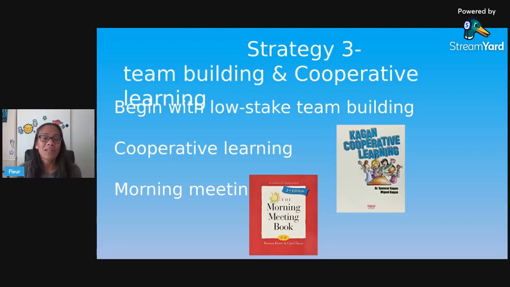Cooperative learning is another way to build those relationships and get students to work together. So I highly recommend reading Kagan's Cooperative Learning if you haven't yet. They give some awesome strategies to use.